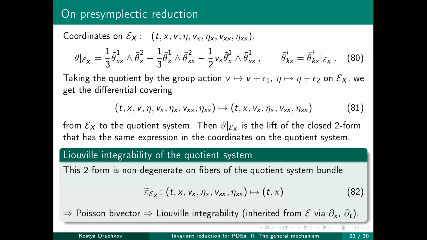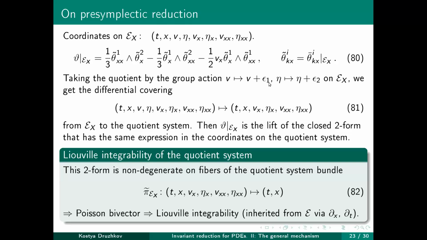And we can take the corresponding quotient by the group action, because we have the symmetries, shifts with respect to v and eta. But actually it's not important that they are symmetries. We can always take the quotient by the kernel of such a form. And this quotient is always a differential covering. Maybe it's not a quotient with respect to a symmetry, but it's a quotient with respect to a pseudo-symmetry, like Vladimir Sokolov's pseudo-symmetry.